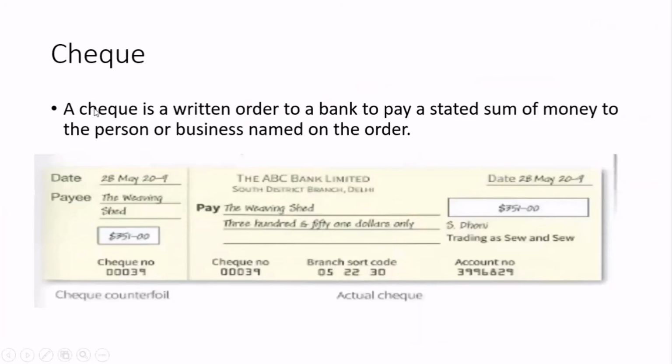A cheque is a written order to a bank to pay a stated sum of money to the person or business named on the order. Usually it is prepared by the buyer in order to pay the supplier, and it has 2 parts, which are the cheque counterfoil and the actual cheque here, which will then be given to the supplier, whereas the cheque counterfoil is kept for the buyer's reference.